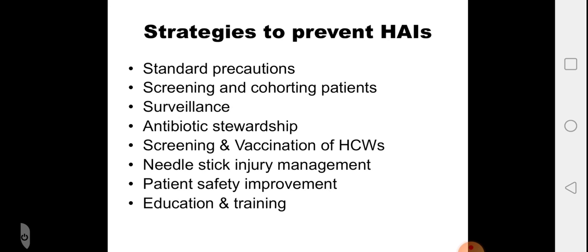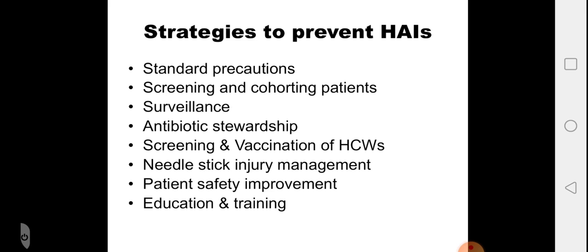What are the strategies to prevent these healthcare associated infections? There are standard precautions like hand hygiene, use of personal protective equipment, environmental cleaning, disinfection of the instruments, safe handling of sharps, biomedical waste handling, isolation precautions, etc.